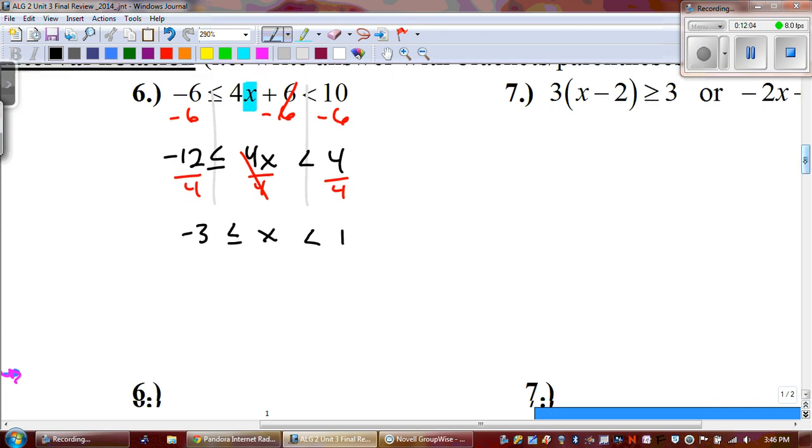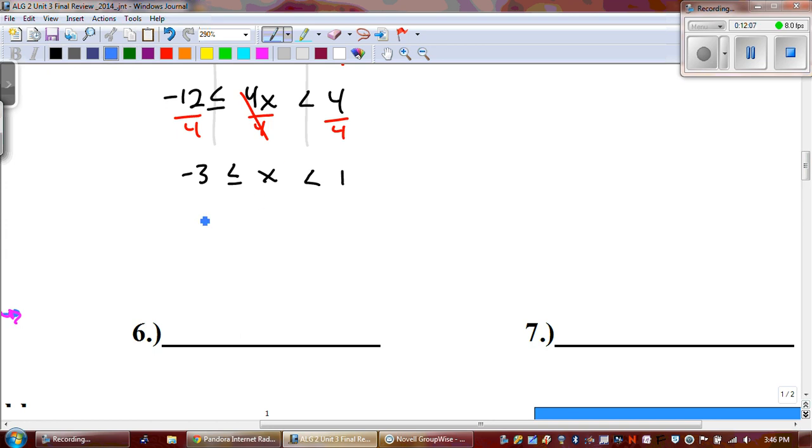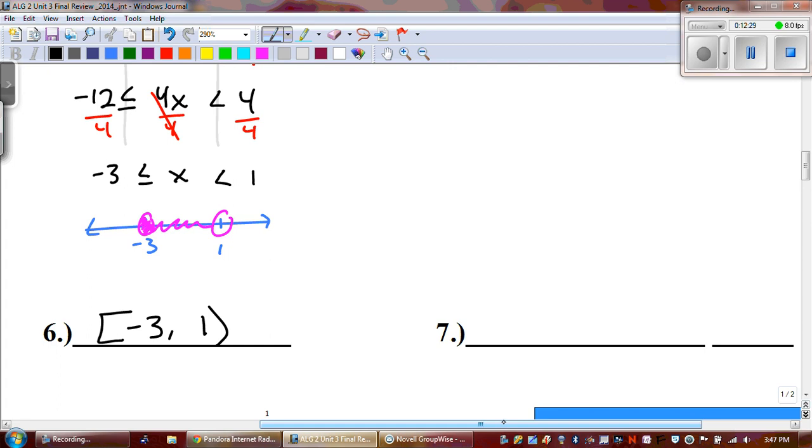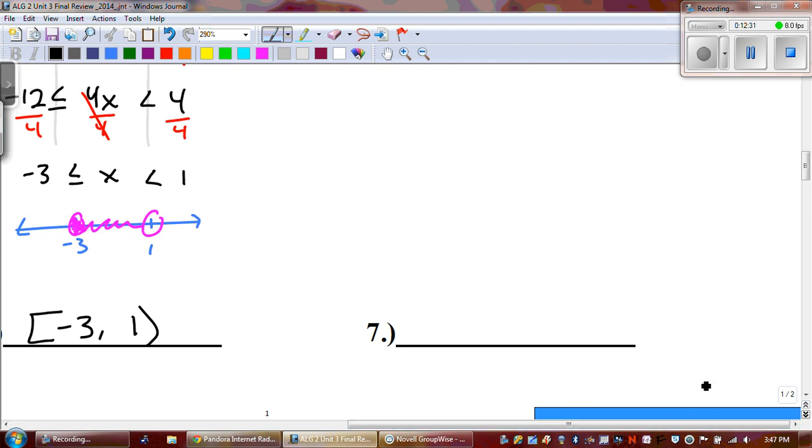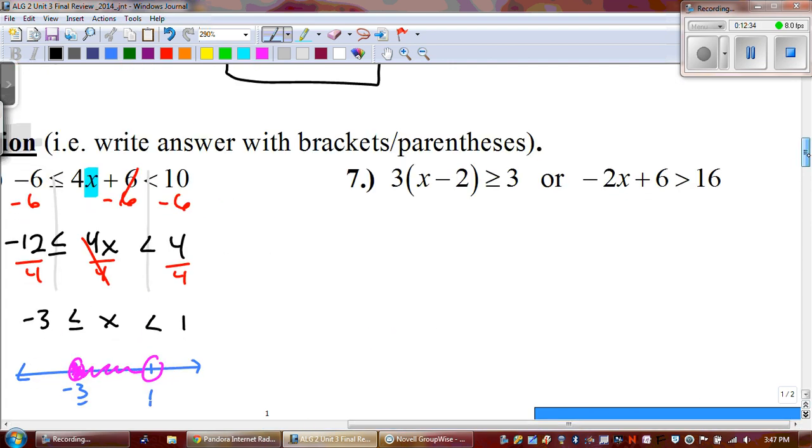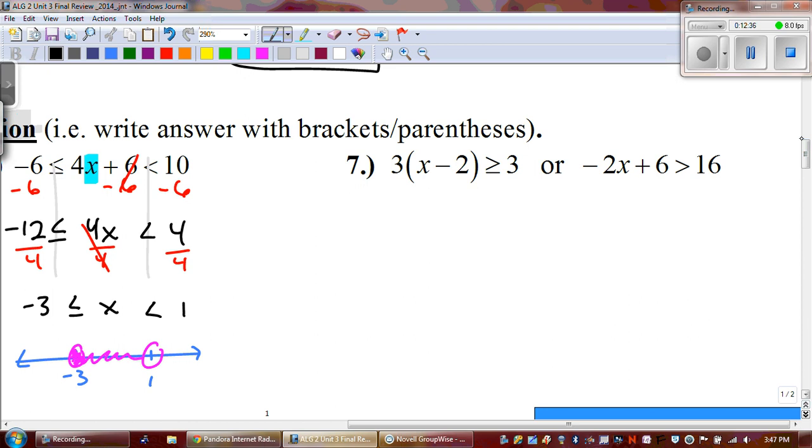Okay? So if we were to graph this, we have negative 3 and 1. We'd be closed at negative 3, open at 1, and we would shade the middle. So when we're writing this in interval notation, I'm closed at negative 3, and we're open at 1. If you can't picture the graph in your head to go straight into interval notation, I highly recommend drawing the mini graph. Okay?